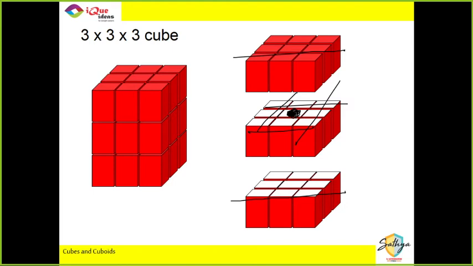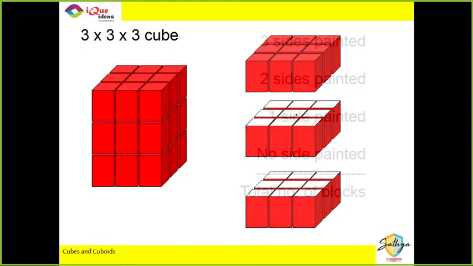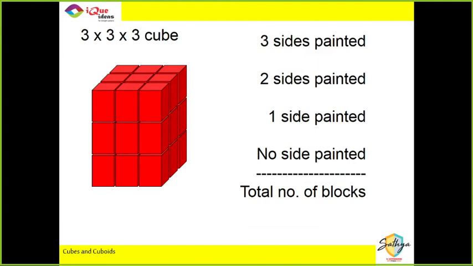Right? So what is the question? You are given a 3 by 3 by 3 cube. You have to cut it into 1 by 1 by 1 pieces, and then you have to tell me how many pieces have 3 sides painted, 2 sides painted, 1 side painted, and 0 sides painted. So I'll show you how to do this step by step. Doing it step by step, there will never be a mistake.